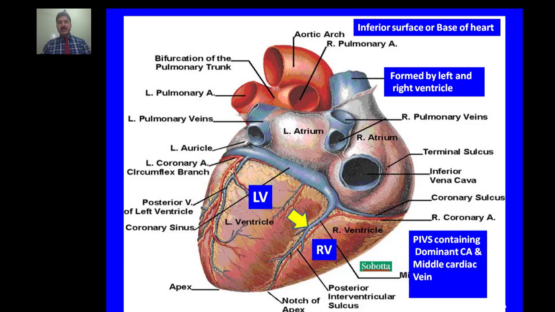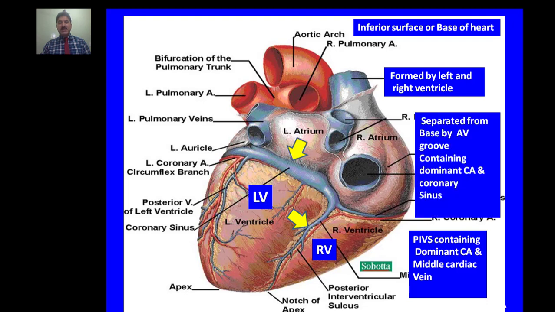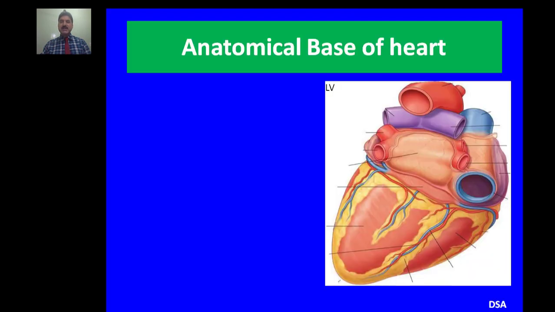This sulcus or groove contains the dominant coronary artery and middle cardiac vein. Dominant coronary artery is defined as the vessel which occupies the posterior interventricular sulcus. It can be branched from right or left coronary artery. Inferior surface of the heart is separated from the base of the heart by coronary sulcus or posterior part of the atrioventricular groove. This sulcus contains coronary sinus, which is the largest vein of the heart.